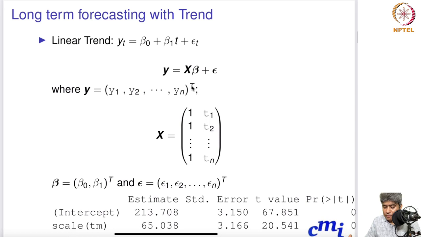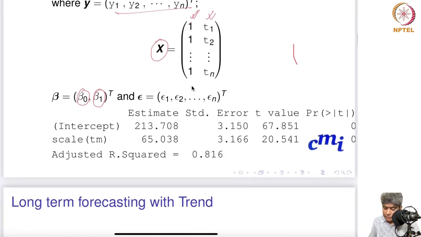So we can just simply put them into a simple linear regression framework, and our design matrix will be 1, 1, 1 on the first column. It will be intercept, second column will be T, and beta will be beta naught and beta 1. This is Y1 to Yn. And now if you fit this model, these will be the final estimates of the model. This is beta naught and this is beta 1.